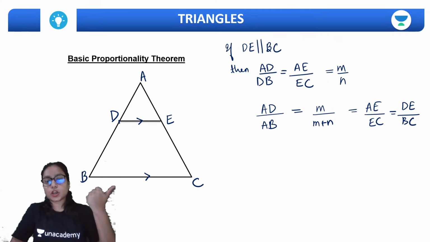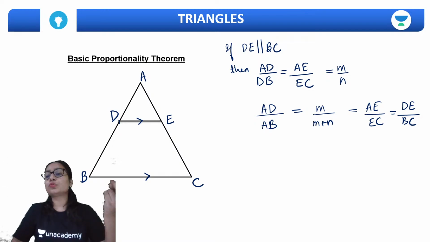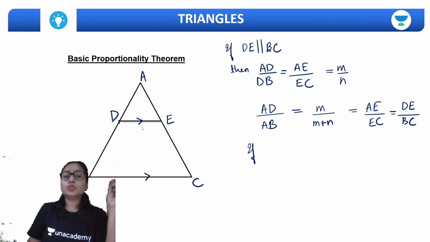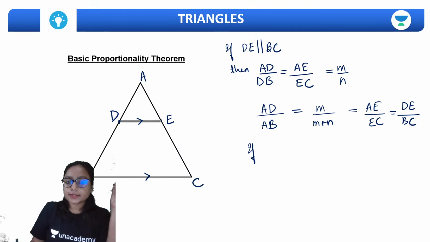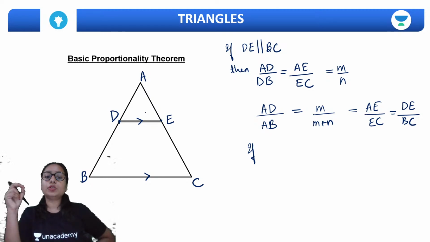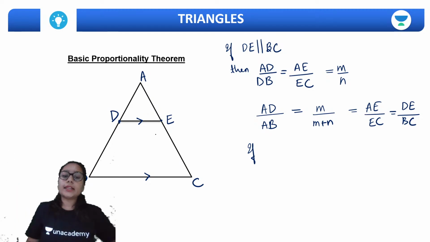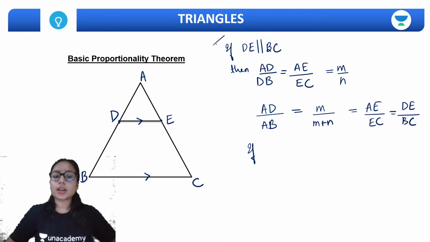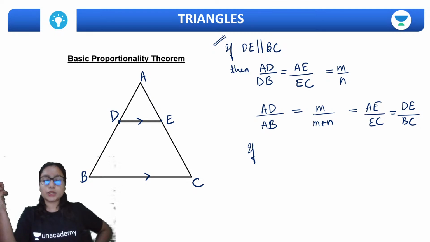Now the reverse of this theorem is also true. It means that if you join the two points which divide the sides of the triangle into equal ratios, then you will get DE parallel to BC. I hope this theorem, the basic proportionality theorem, is clear to everyone.